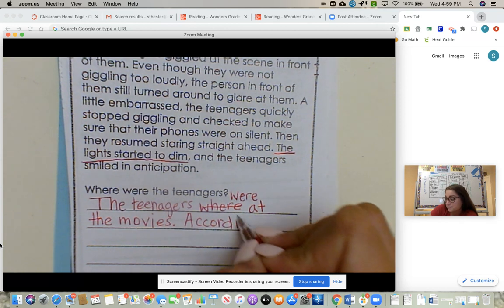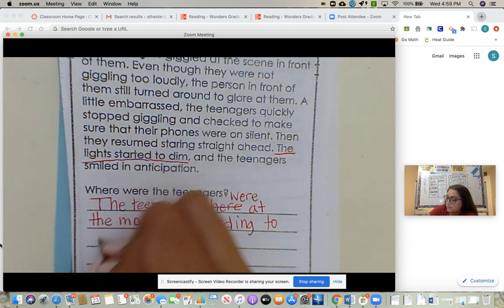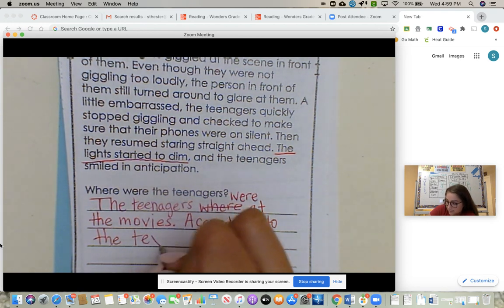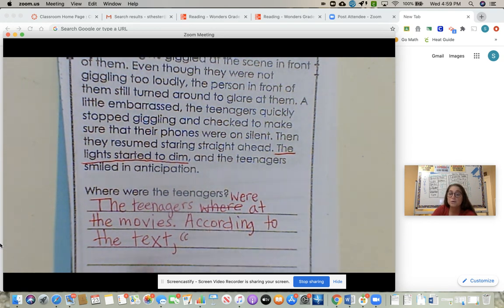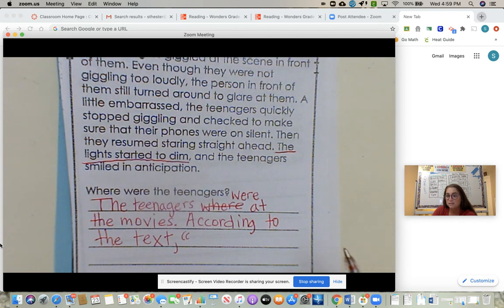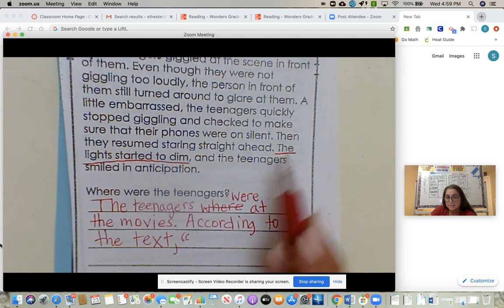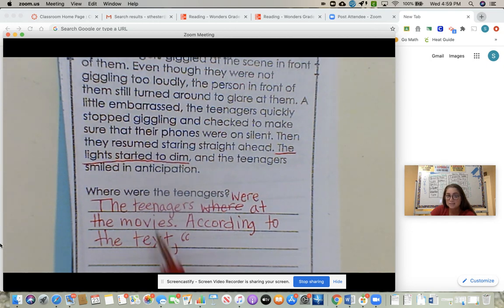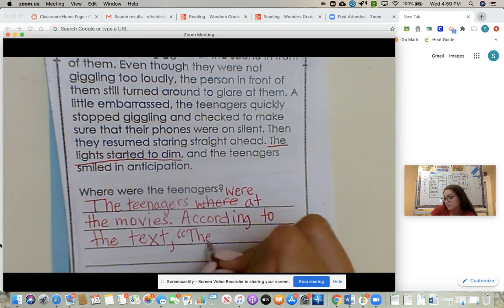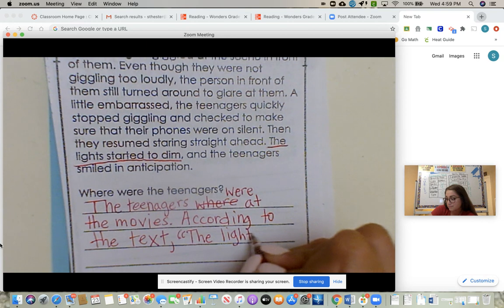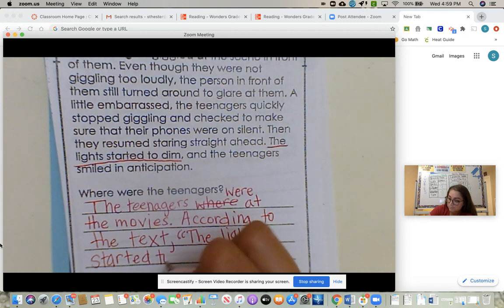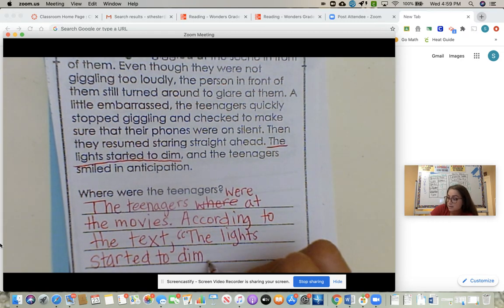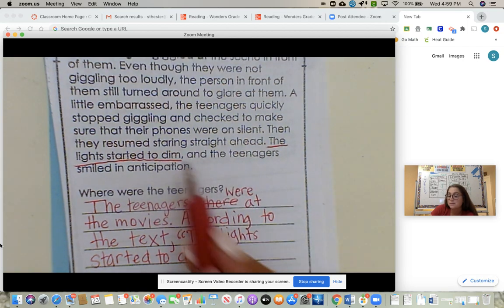According to the text, comma, quote. Some of you did awesome and you wrote according to the text, but then you wrote whatever you thought. You want to pull straight from the writing. So according to the text, the light started to dim. Period, quote, because I'm only going to use the beginning part of the sentence.